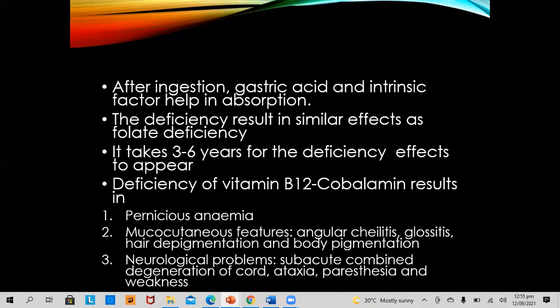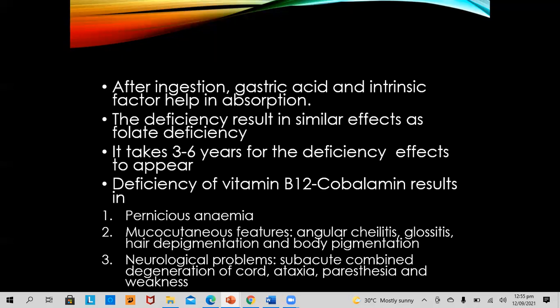After ingestion, gastric acid and intrinsic factor help in its absorption. So the deficiency of intrinsic factor results in deficiency of B12. And the effects of B12 deficiency are similar to the effects due to folate deficiency. But it takes 3 to 6 years for the deficiency effects to appear.